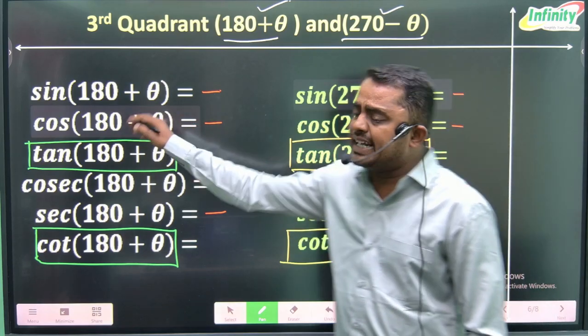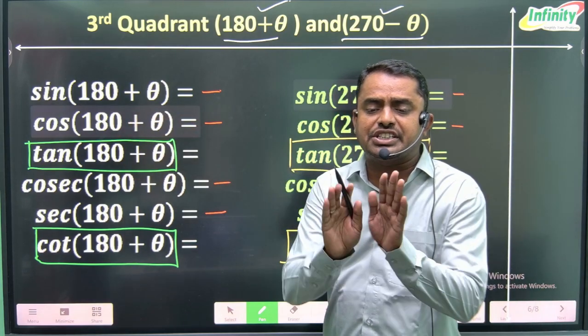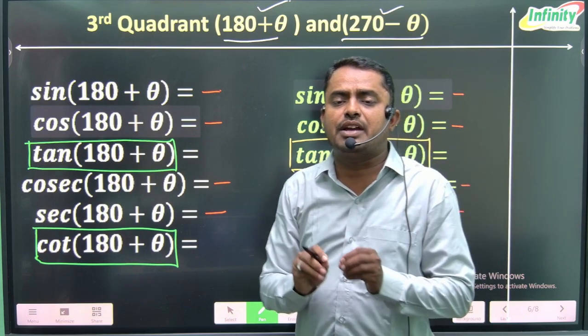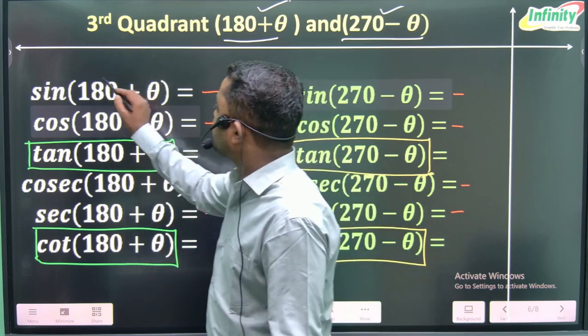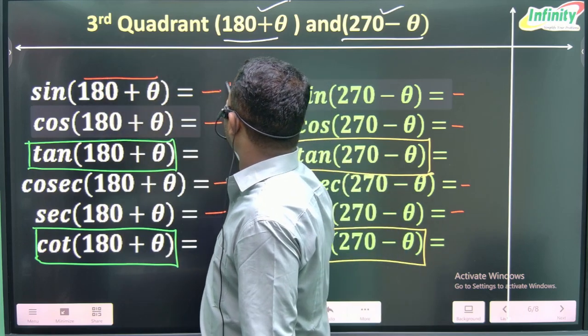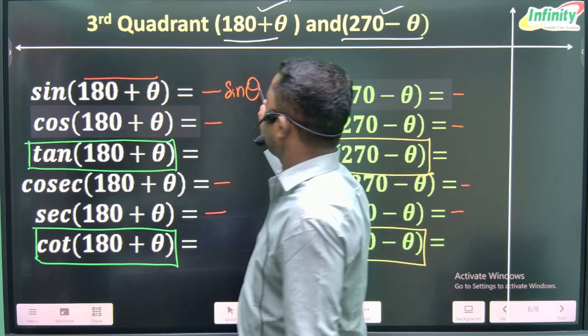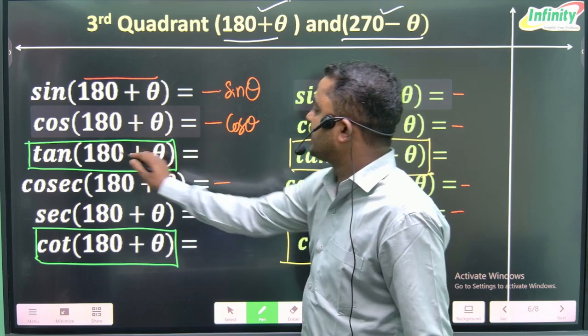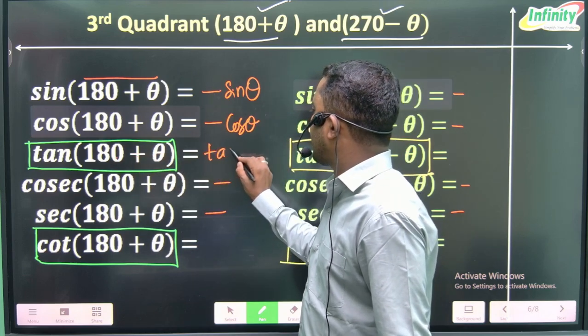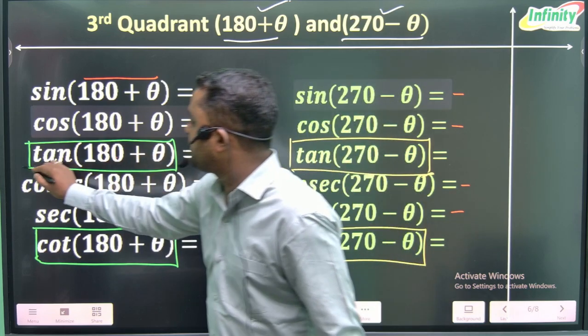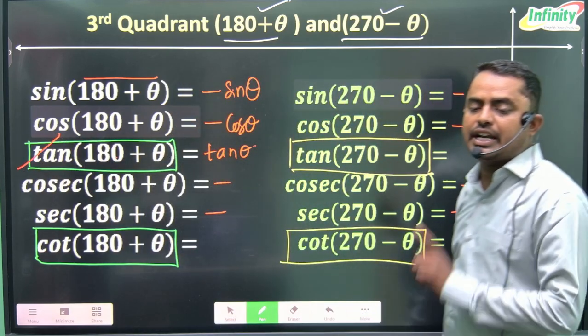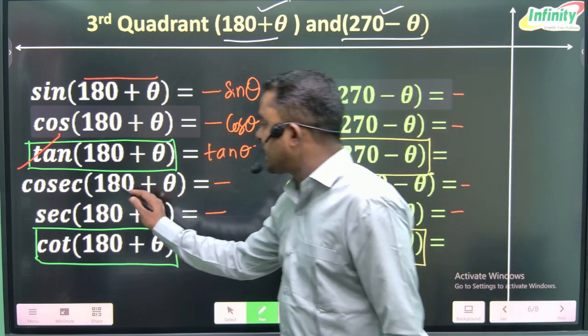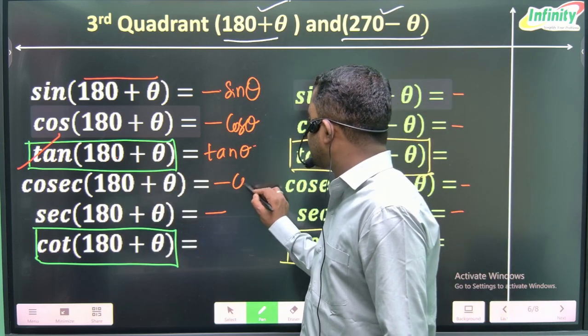Here for 180 plus theta, function will not change. Sin will be sin, cos will be cos, tan will be tan. So sin 180 plus theta means what? Minus sin theta. Cos 180 plus theta is what? Minus cos theta. Tan 180 plus theta is what? Tan theta. Here tan will be positive, because in the third quadrant tan is positive. Cosec 180 plus theta is what? Minus cosec theta.